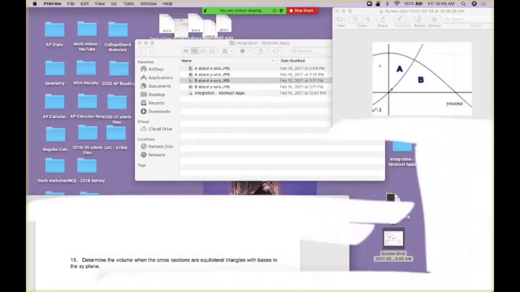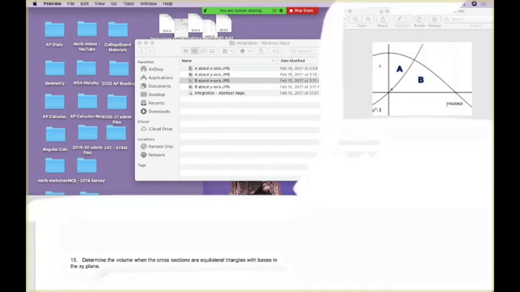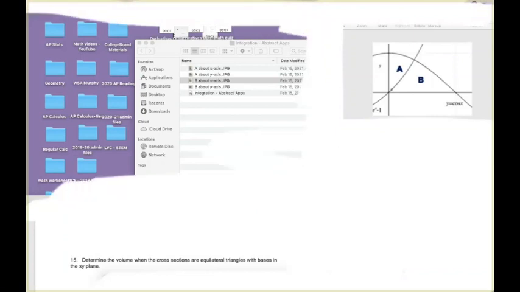Be advised, just because the last question had cross-sectional semicircles, or even if they had been cross-sectional circles, those aren't the same as volumes of revolution. So you've got to read the questions carefully. That's the bottom line. You just got to read the questions carefully.